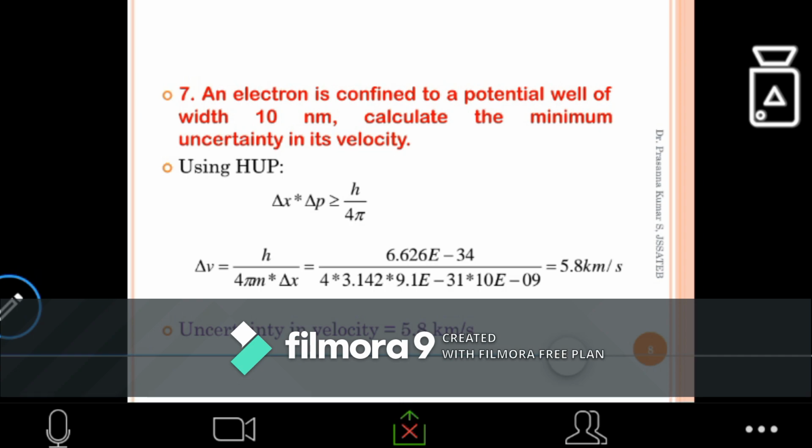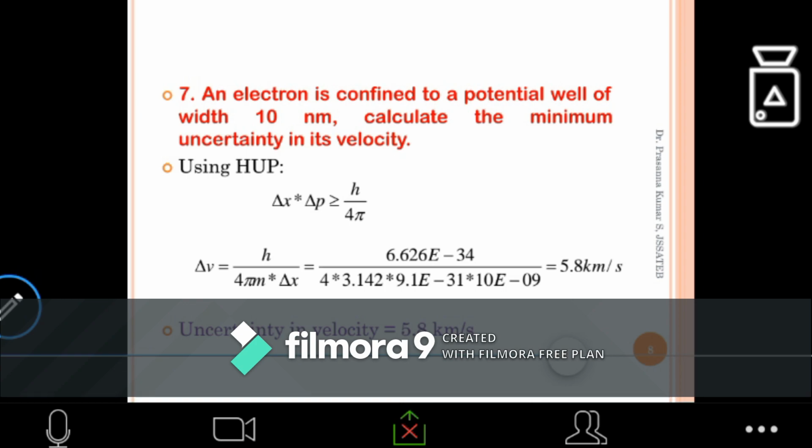So, the formula is delta x into delta p greater than or equal to h by 4 pi, where p is the momentum. We can split the momentum into mass into velocity. Therefore, delta x into m delta v. m delta v is nothing but delta p. Therefore, you get delta v from there. Delta v is equal to h by 4 pi times m into delta x. If you rearrange, you will get delta v, that is the uncertainty in its velocity. So, that is equal to h by 4 pi m into delta x.